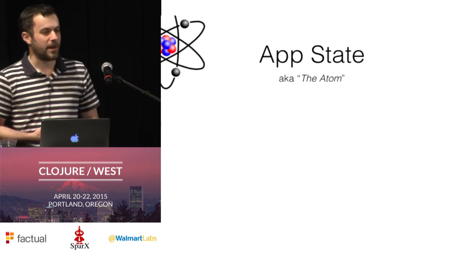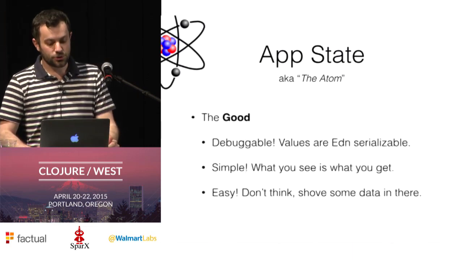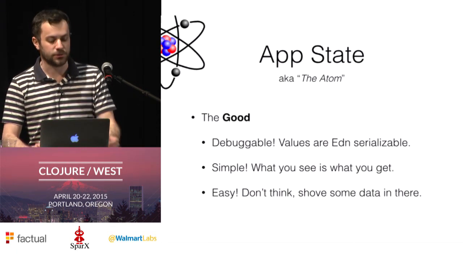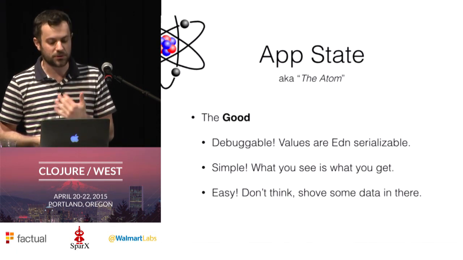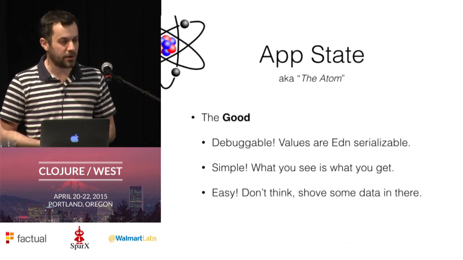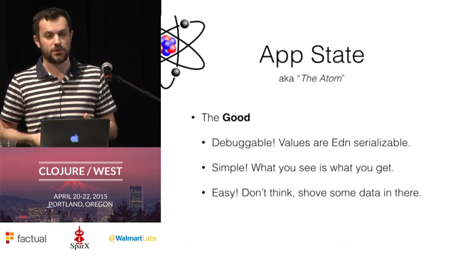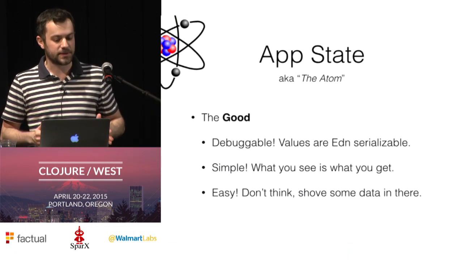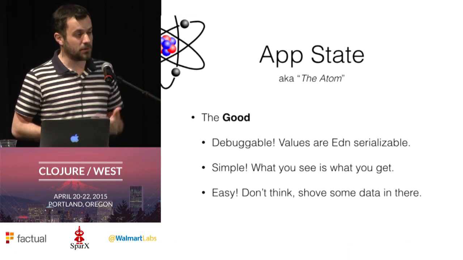And so let's talk about the atom a little bit. The good thing about the atom is it's debuggable, right? All your values are EDN. You can print them, you can read them, you can serialize them, send them across the wire. It's very simple. What you see is what you get. You put data in the atom, you get data out of the atom, no magic happens. And it's really easy because you don't have to think about it that much.